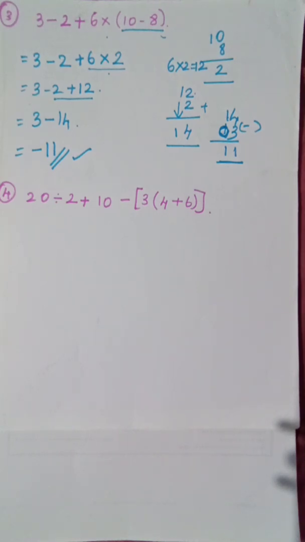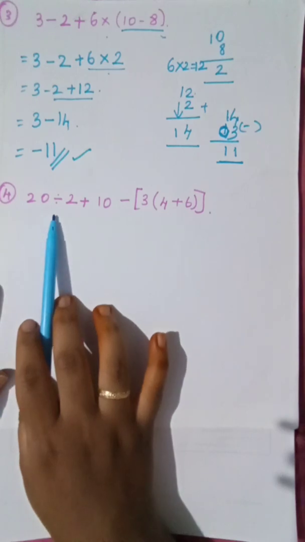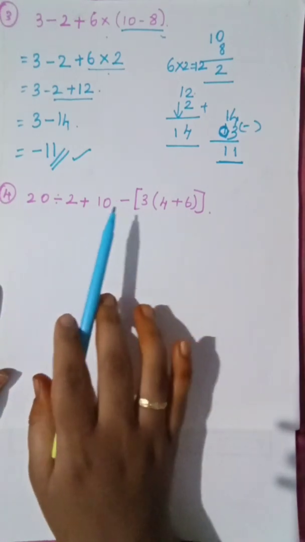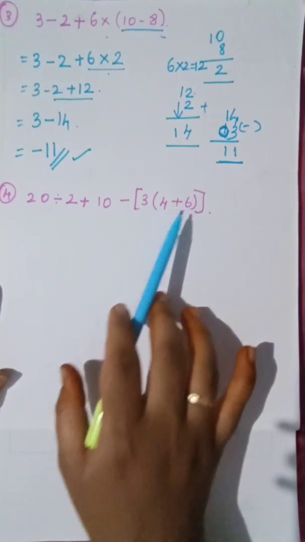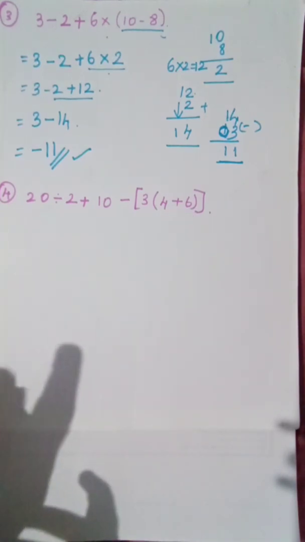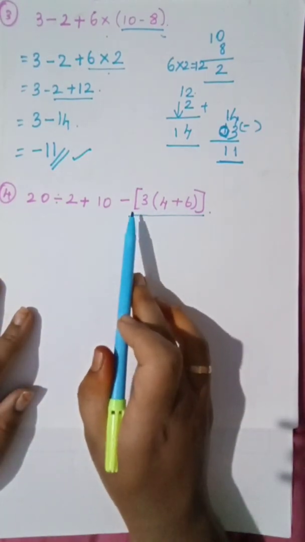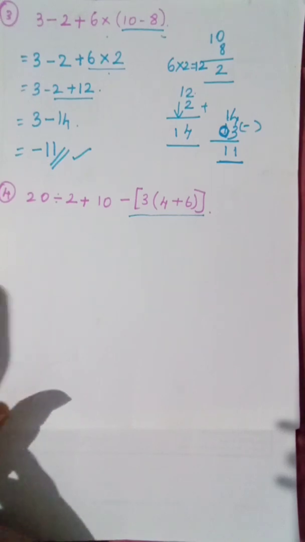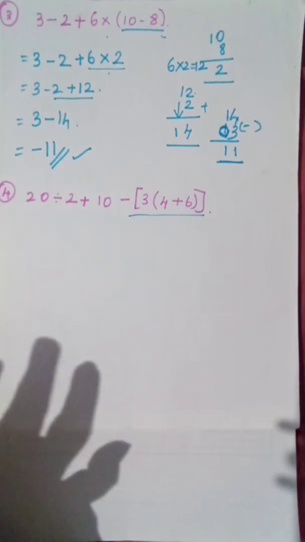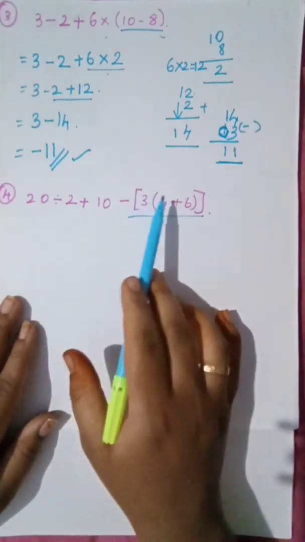Okay, now we can see a bigger example, right? Now here what they have given is 20 divided by 2 plus 10 minus 3 bracket 4 plus 6. See here, it is a bracket. Yes, this is the bracket. It is a big bracket, that is a square bracket, and inside there is a small bracket. Yes or no? Yes. So now here what we are going to do is the big bracket.